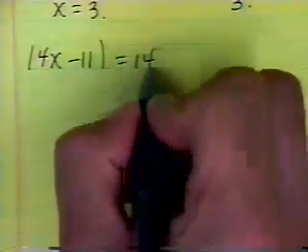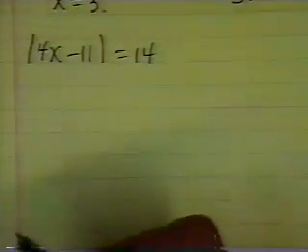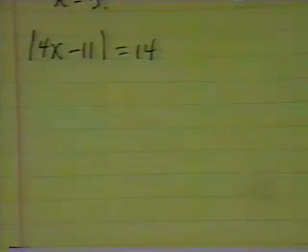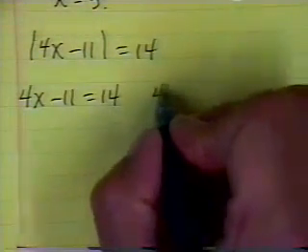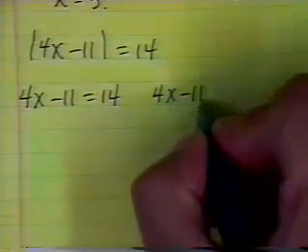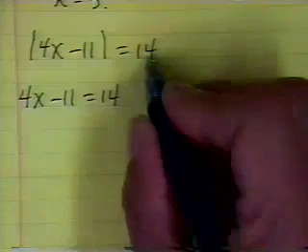Let's look at a second example. The absolute value of 4x minus 11 equals 14. Remember, with an absolute value, it's kind of nice because you get to do it twice. Case number 1, we write the problem down as if the absolute value is not even there. Case number 2, we write the absolute value part as if the absolute value bars are not even there, but the right-hand side, we're going to multiply through by a -1.